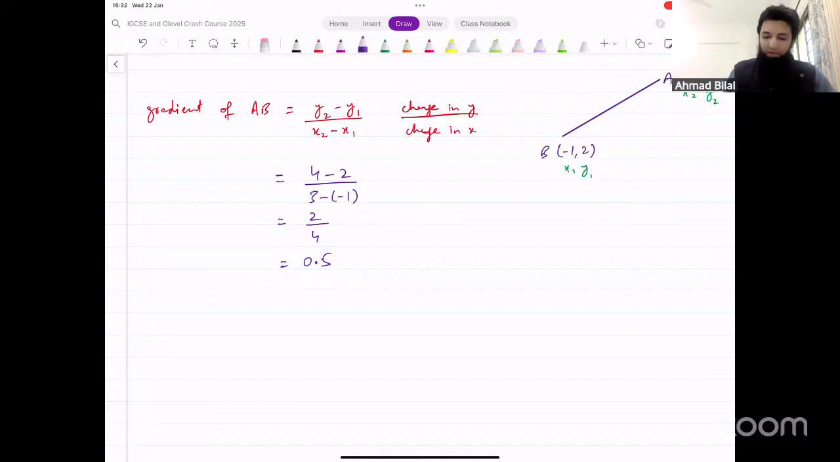Okay, it's change in y over change in x. Now, what exactly does this number represent? What do you understand from the 0.5? What does it really mean?